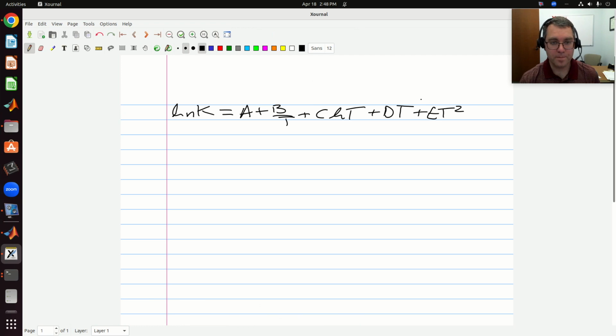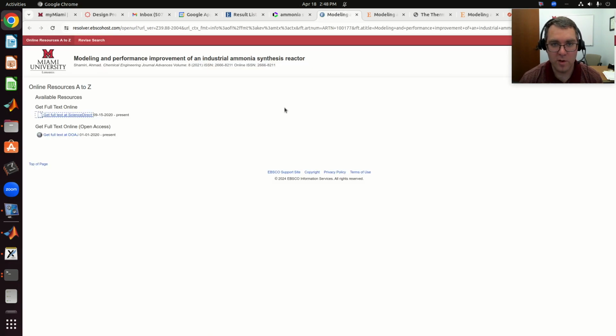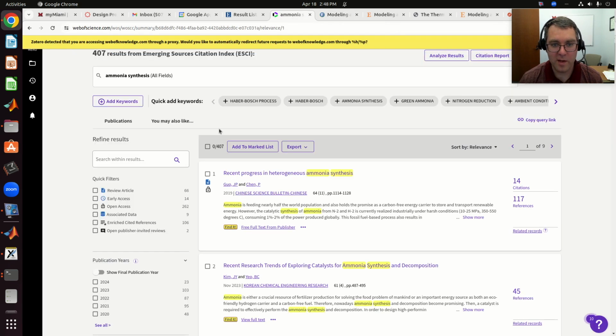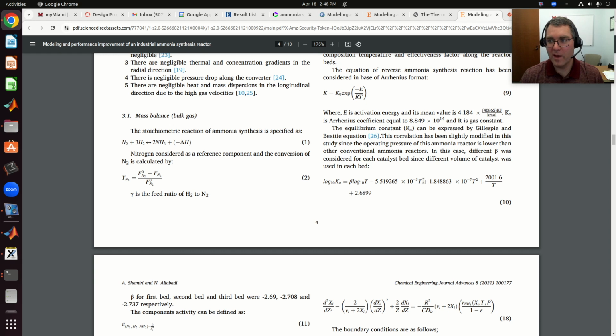Okay, cool. Now the challenge is when I search the literature. Here I was doing a Web of Science search for ammonia synthesis. This is the paper I had in that last video, which includes an expression for the equilibrium constant. Beta is just a constant, and they say it's this Gillespie-Beatty equation, equation 20, or reference 26. But the key is when I look at this equation, it uses log base 10.